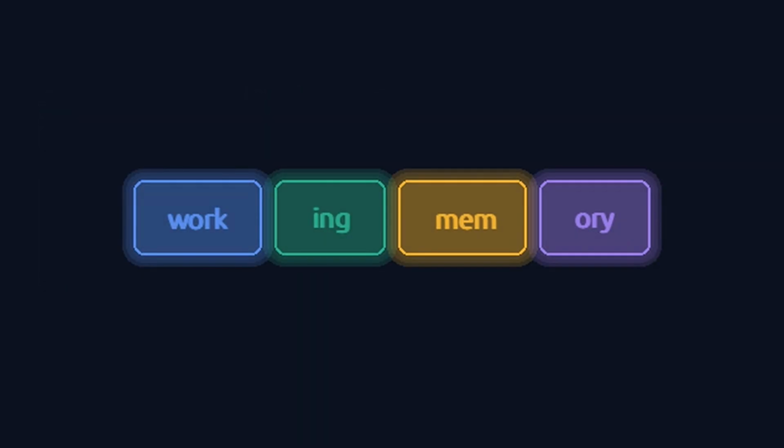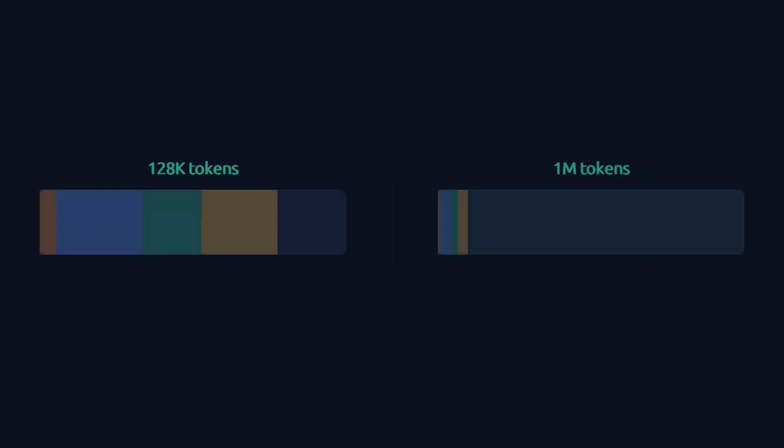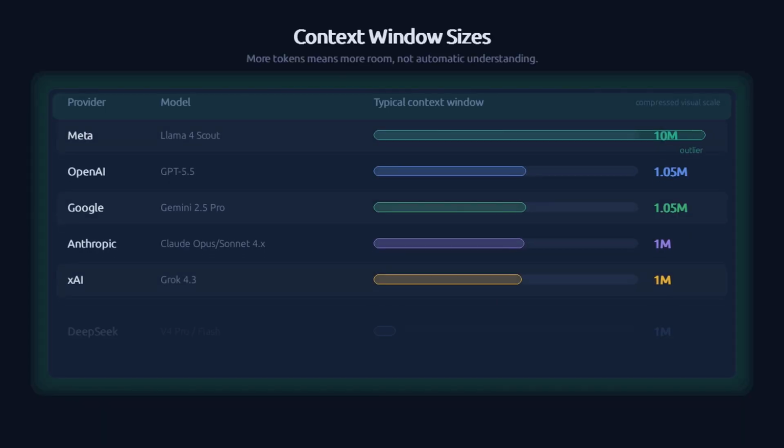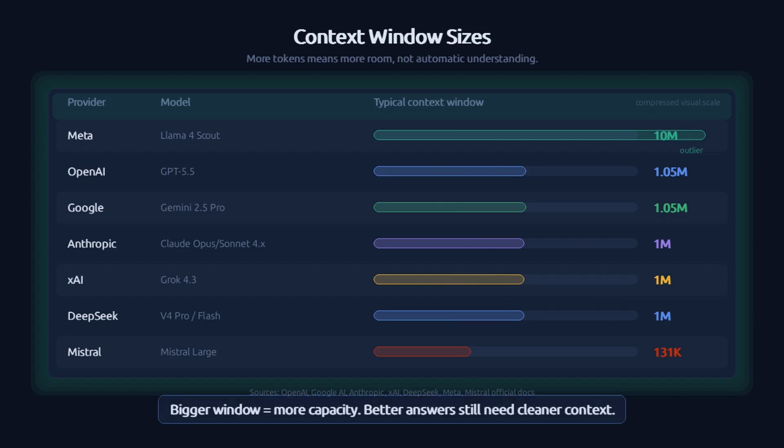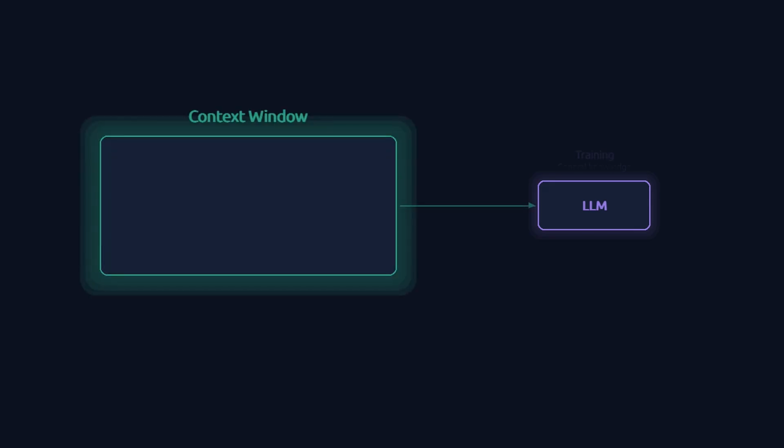A token is usually a piece of a word, which could be the full word or the punctuation, etc. So a longer context window lets the model accept more material. Here is a table showing the typical context window size of current models. The context window determines what information the model can access at the moment it makes a prediction.